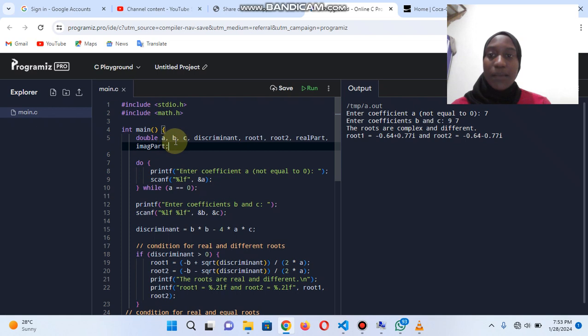Like we have the a, b, c, the discriminant, root 1, root 2, the real part and the imaginary part. Those are our variables that are included in the quadratic equation.